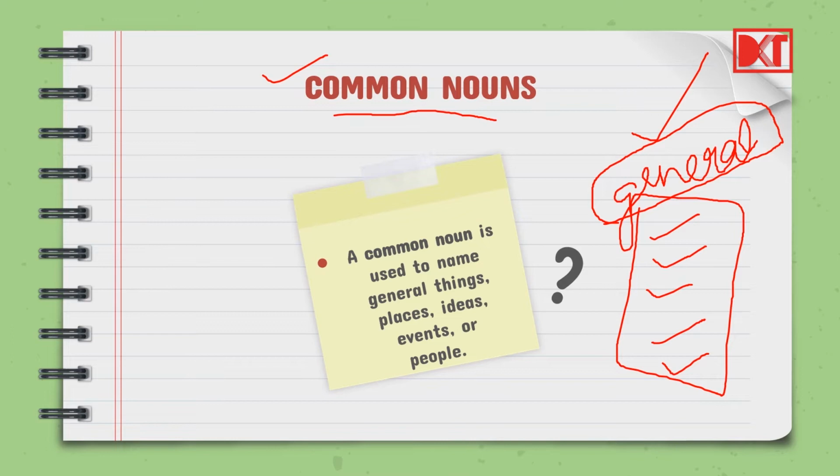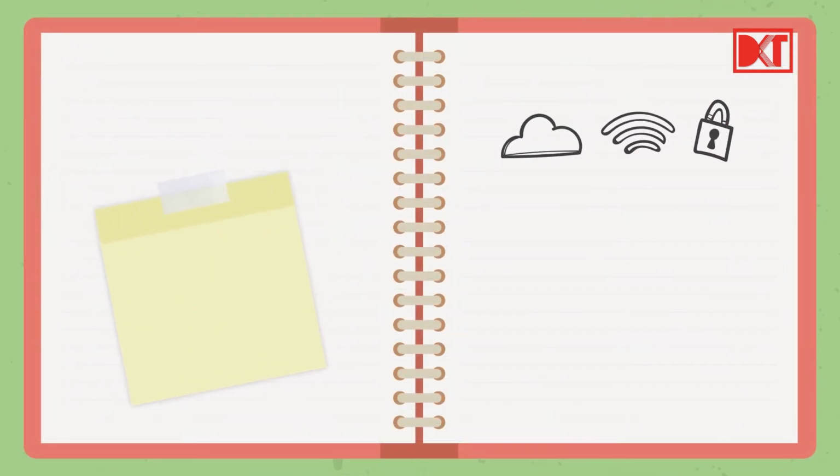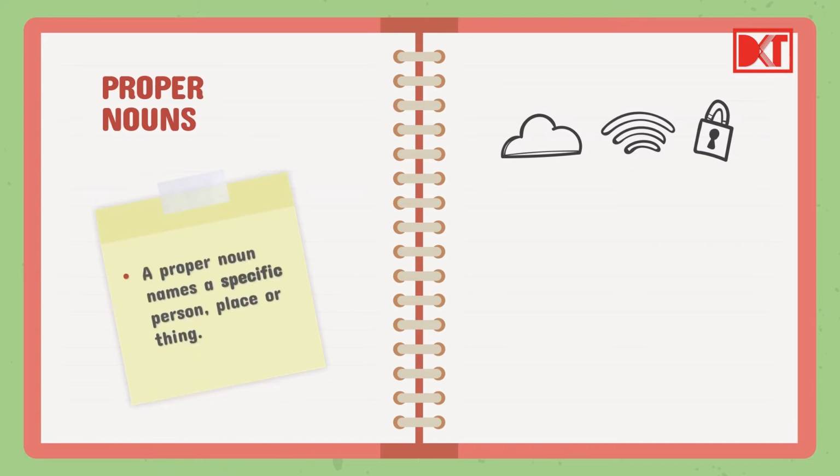Just have to remember and understand that common nouns are used for general things, places, events, ideas, or people. Next we have proper nouns. Now these proper nouns, they name a specific person, place or thing. So again, as common nouns talked about general things or persons or places, here the important part is proper noun talks about these things in specific.